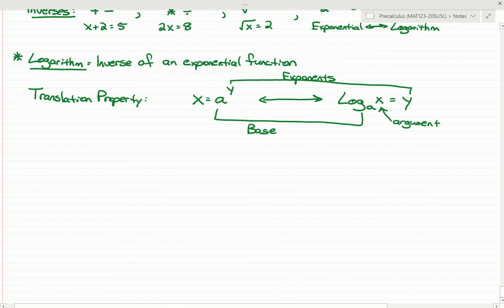Now a couple things I just want to point out. The base of the log can't be 1 and it has to be greater than 0. Also, when you're taking the log of something, just like a radical, you can't take the square root of a negative number, right? Same thing with the log. The argument has to be greater than 0.